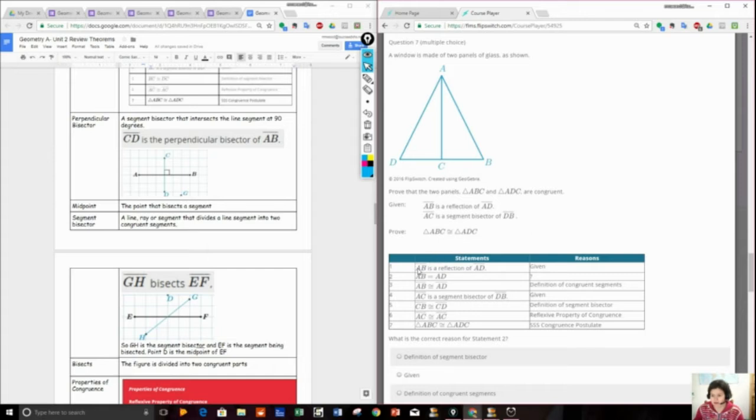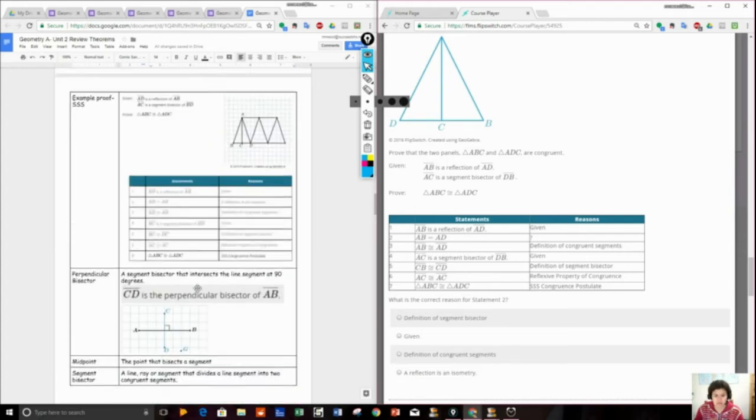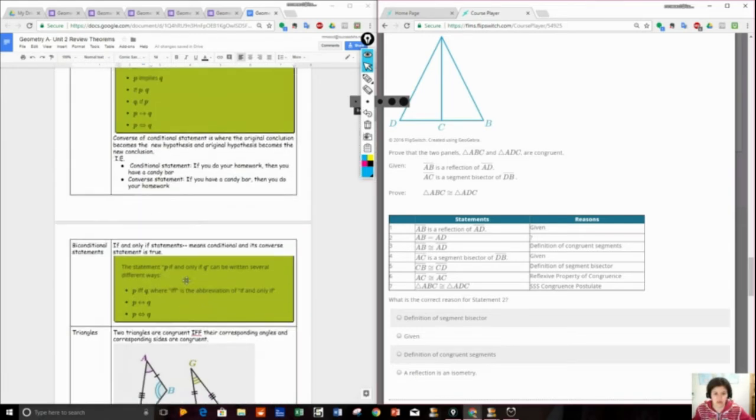AB is a reflection of AD, given. That means the next statement is that the measure of AB is equal to the distance of AD. How do we know that? Is it the definition of a segment bisector? Is it given? Is it the definition of congruent segments? Or is it because a reflection is an isometry? So let's scan again for isometry.